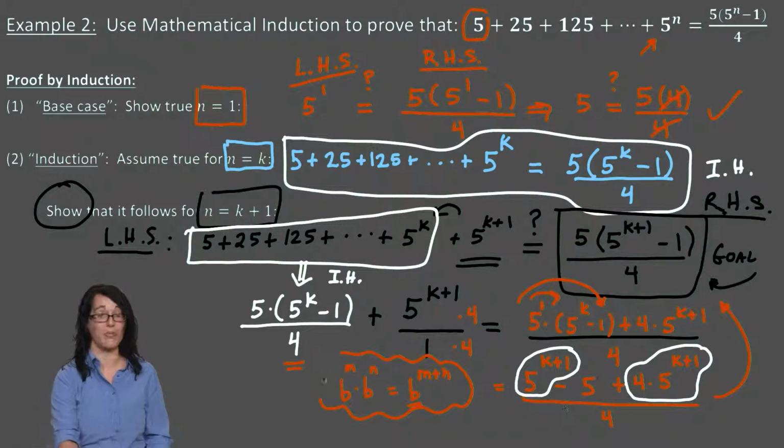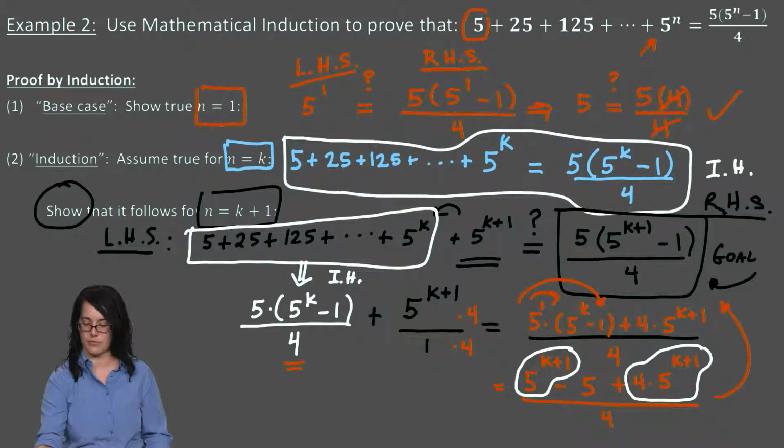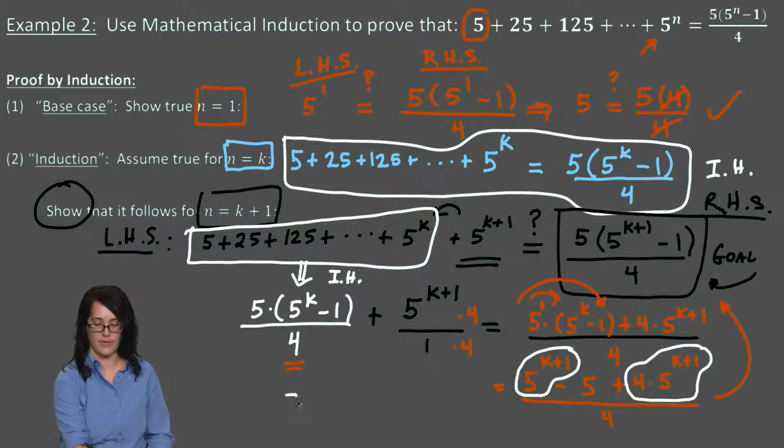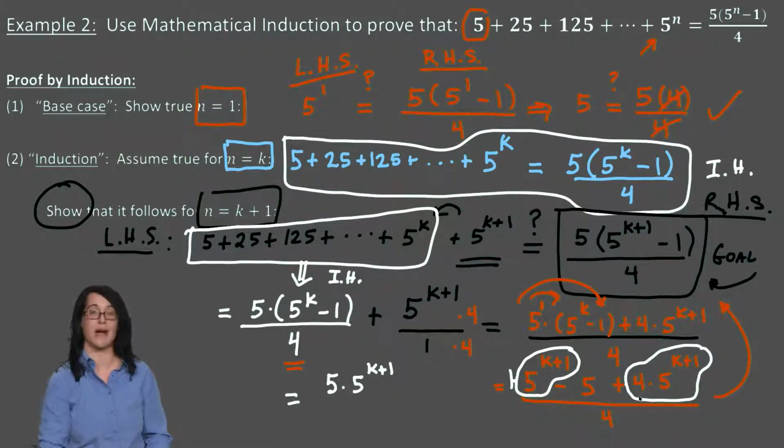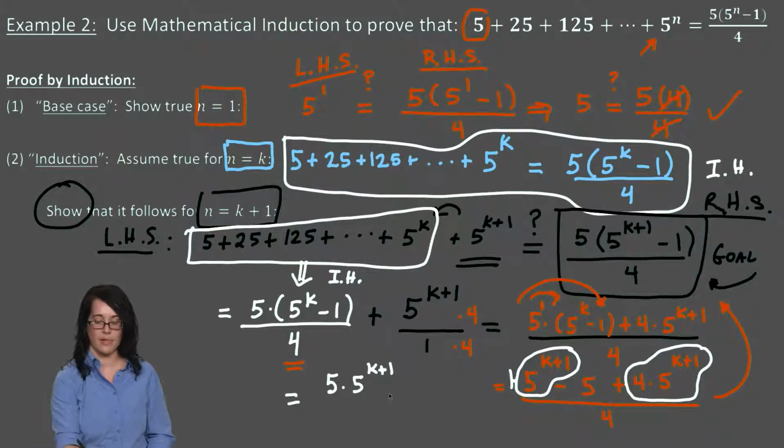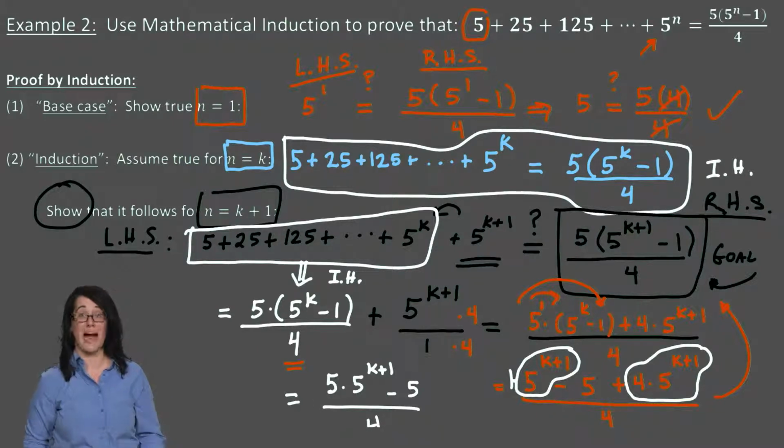So if you don't mind, I'm going to erase the rule, come to the other side here, and clean this up for you. So what is this equal to on the left-hand side? It turns out that the left-hand side that we've been working on is now equal to 5 copies of 5 to the k plus 1, because this is 1 copy plus 4 copies, 5 copies, minus 5 over 4. Now at this point, I highly recommend for most of you to pause this video and rewatch what I just said, because I'm sure I've lost about half of you, okay?